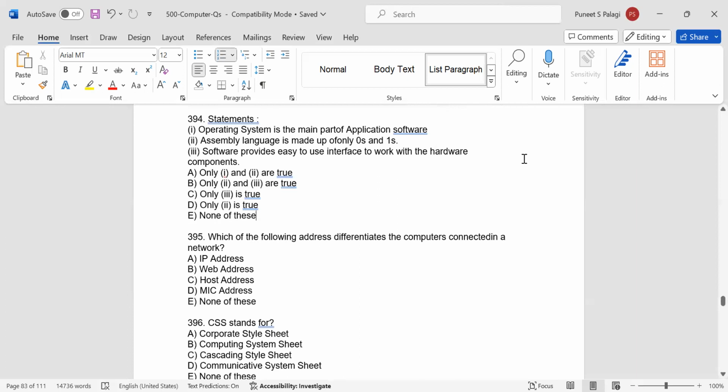This is not a correct statement because operating system comes under system software. Assembly language is made up of zeros and ones. This is also not correct because binary language is made up of zeros and ones. Software provides an easy to use interface to work with the hardware components. So this is true. So in that case, only C is true.